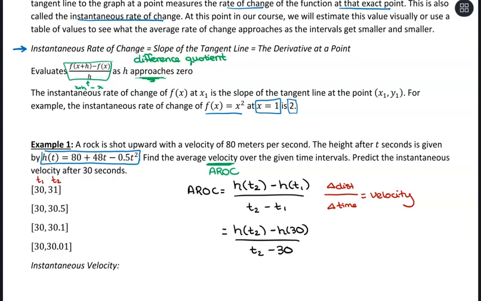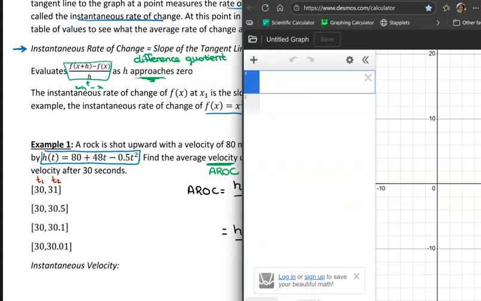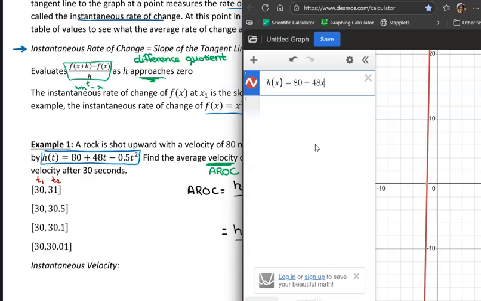And what I want to do here is show you how you can set this up in Desmos for some quicker calculations. I mean, you can set this up in your calculator and definitely plug away, but Desmos has some nice features that can make this even easier. So we can set up our function. It definitely likes to use x as our input, so we could keep it as h of, and I would just use x for the input value, and then we'll go 80 plus 48x minus 0.5x squared. So there's my function. Off to the right, it's creating a nice little graph for me.